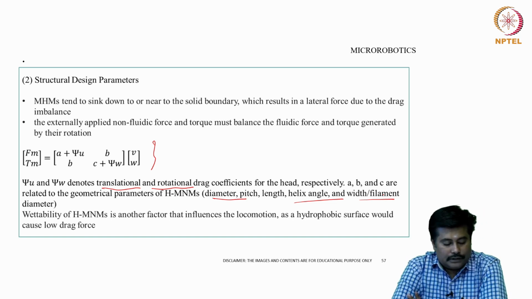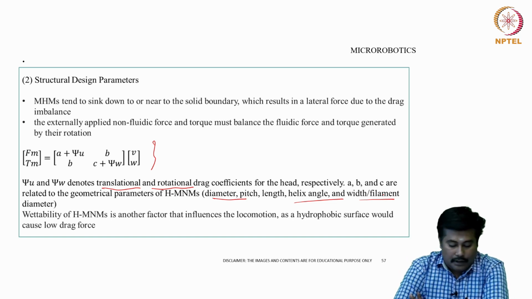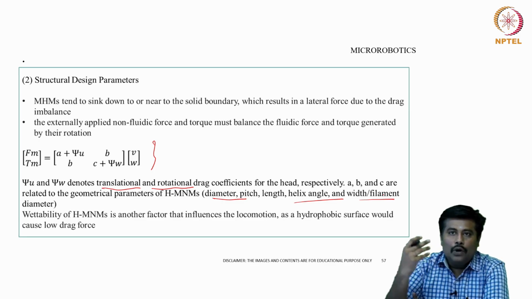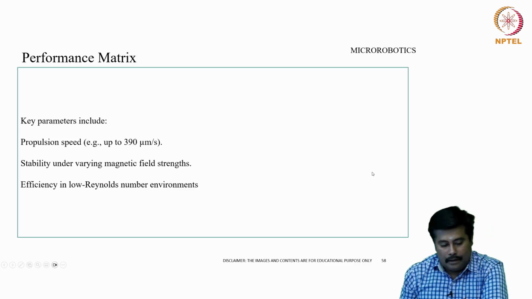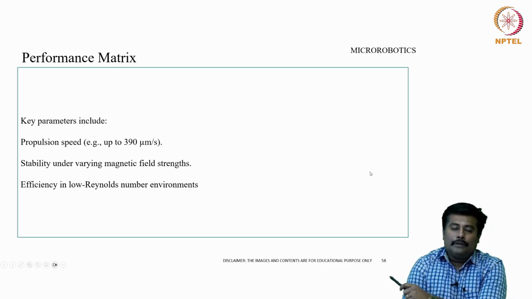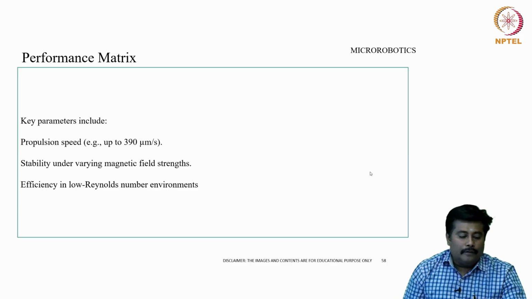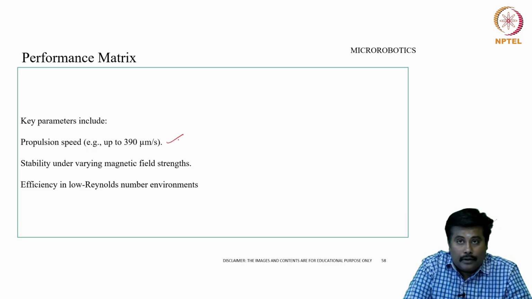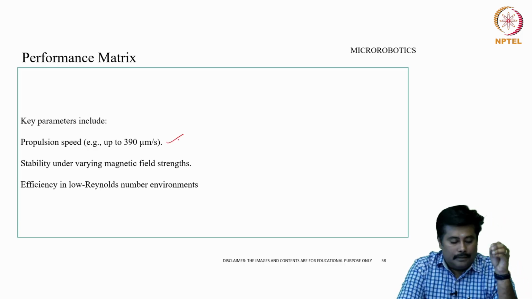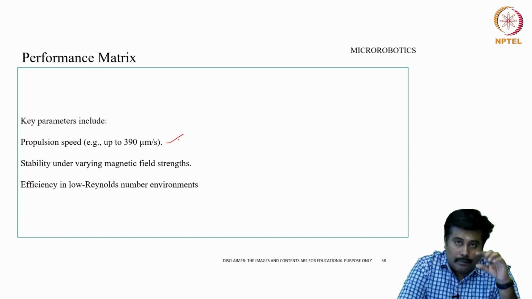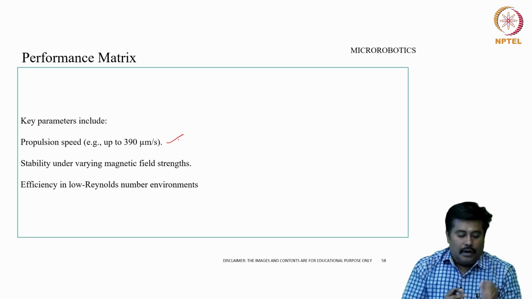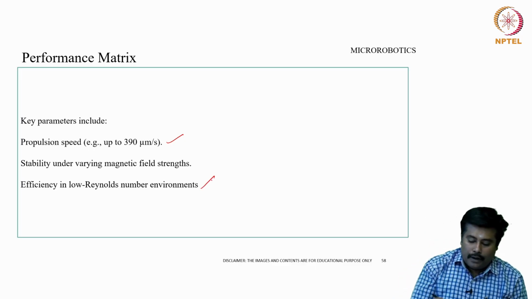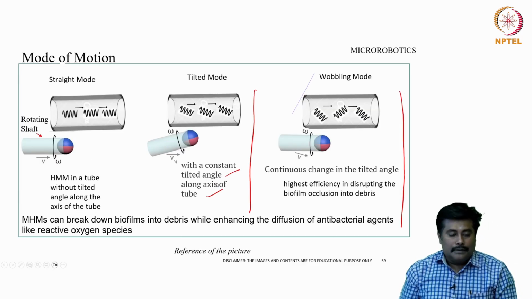The wettability of such a helical system is another factor that influences the locomotion, as a hydrophobic surface would cause a low drag force. Now, let us see some of the key performance metrics of this system. Some of the key parameters include the propulsion speed, which is in the range of up to 390 micrometers per second. From the stability perspective, stability under the varying magnetic field is the strength, and from the efficiency perspective, efficiency in a low Reynolds number environment is one of the key performance metrics.